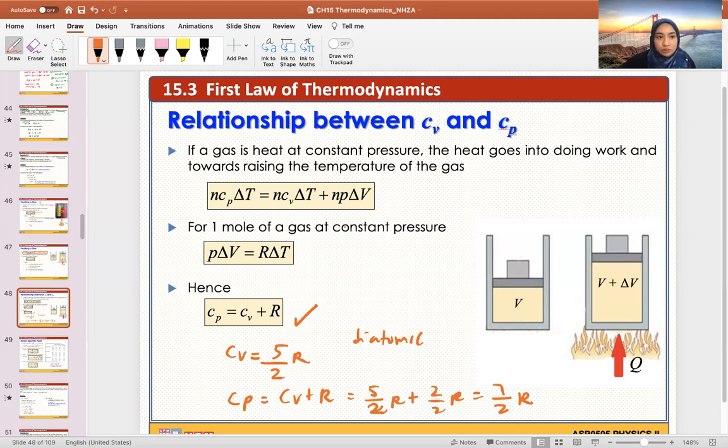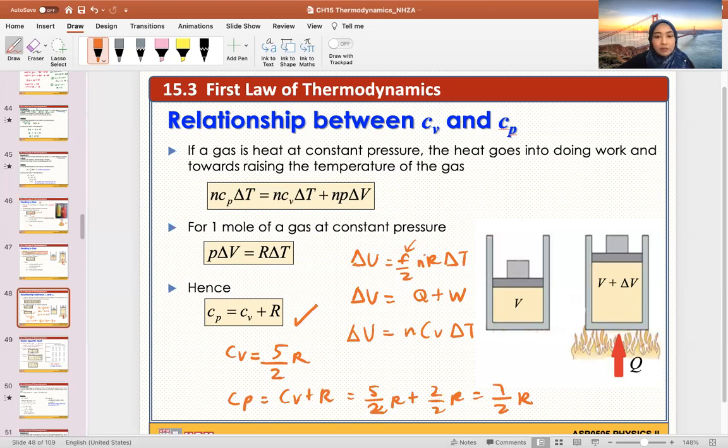Now we have delta U equals f/2 nR delta T. We have delta U equals Q plus W. And our third one is delta U equals nCV delta T. You can use any of them and you will get the same answer. So you don't have to get a headache, because they all mean the same thing.